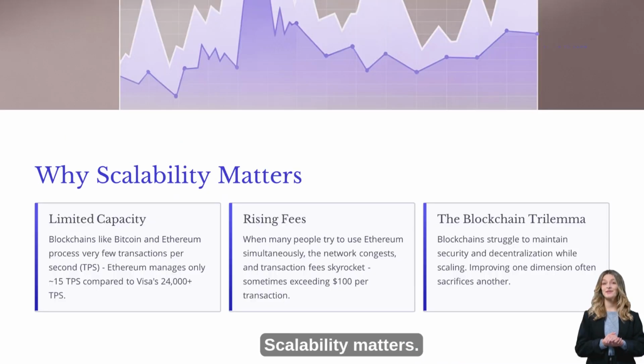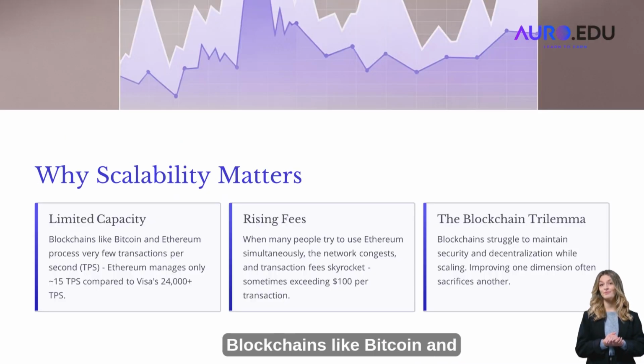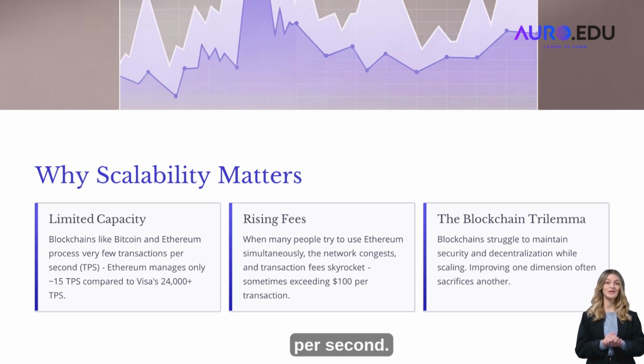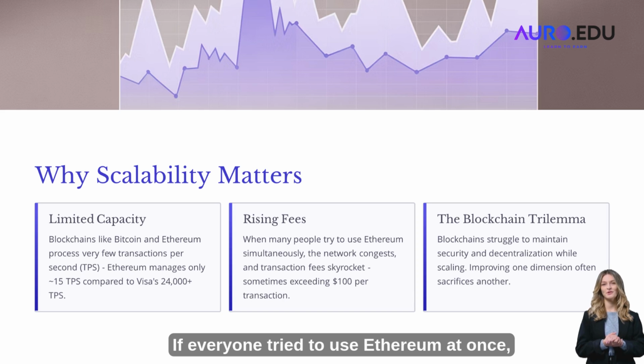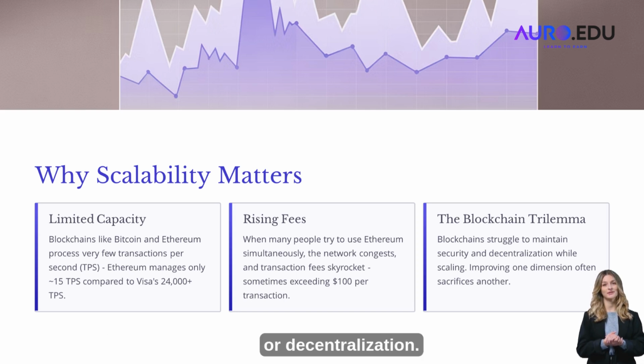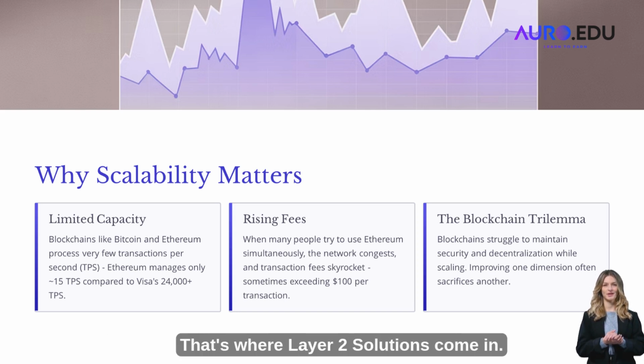Why scalability matters. Blockchains like Bitcoin and Ethereum are secure but process very few transactions per second. If everyone tried to use Ethereum at once, it would slow down and fees would rise. This problem is called the scalability problem. To solve it, we need more speed and capacity without losing security or decentralization. That's where Layer 2 solutions come in.